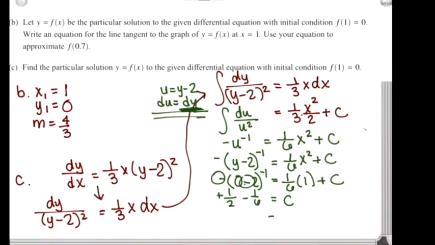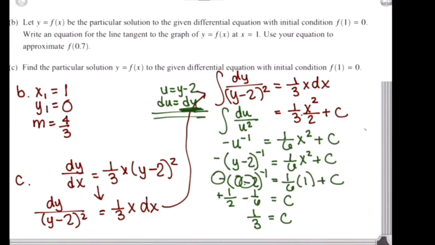So you don't really need to simplify those if you don't want to. You can keep C looking ugly like that if you're not confident with your fractions, but I'm going to reduce that. It's going to be 3/6 minus 1/6 is 2/6, which reduces to 1/3. Any questions on what we've done so far?